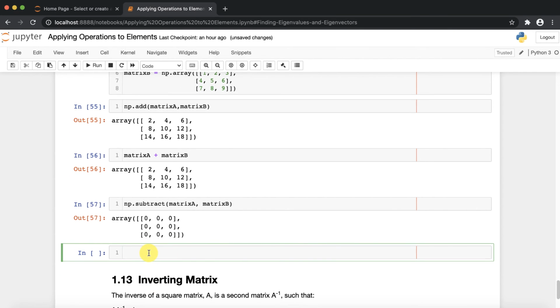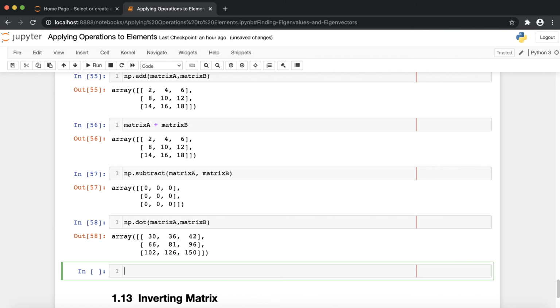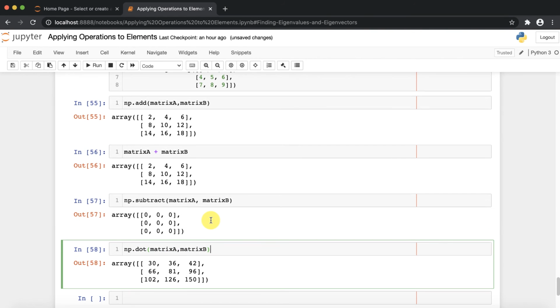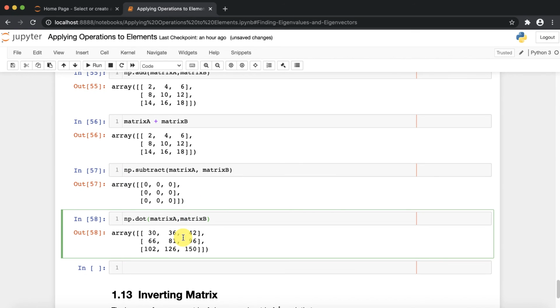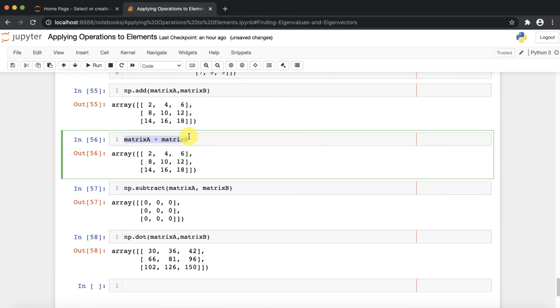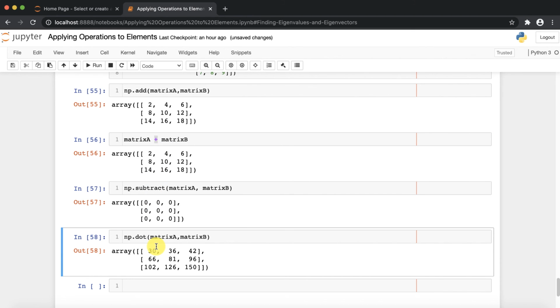Now suppose I want to multiply these matrices, then I just need to go for np.dot, the dot function, and provide matrix A comma matrix B, and if you execute, yes, it multiplies the two matrices. This way you can achieve the same functionality as with the addition, whatever operators you can apply in between, and you can achieve the same functionality.